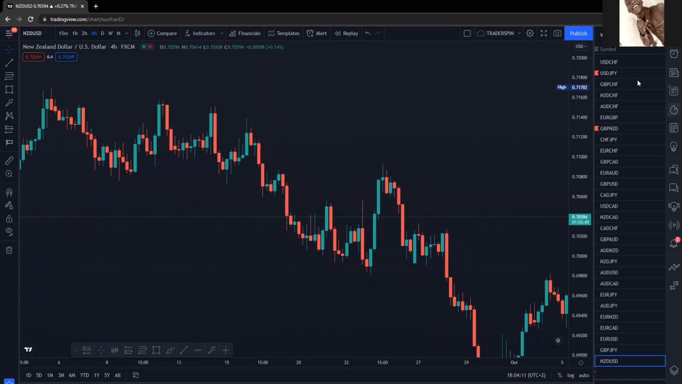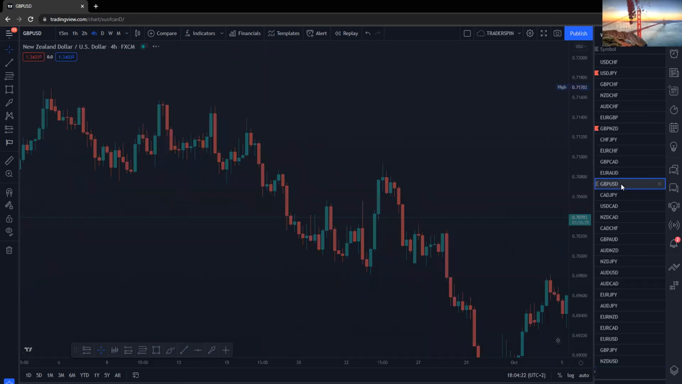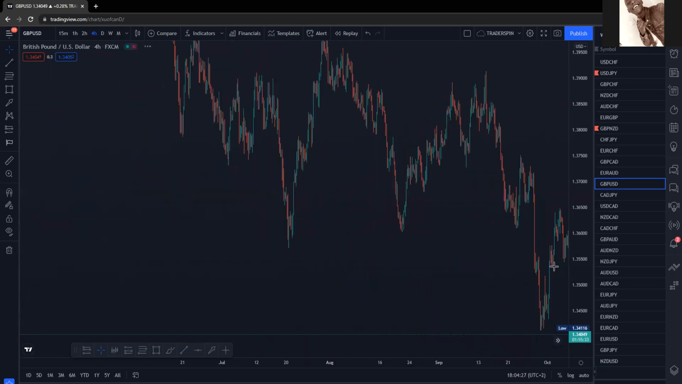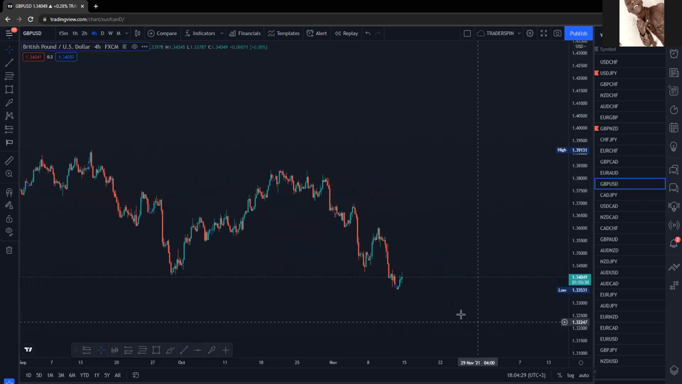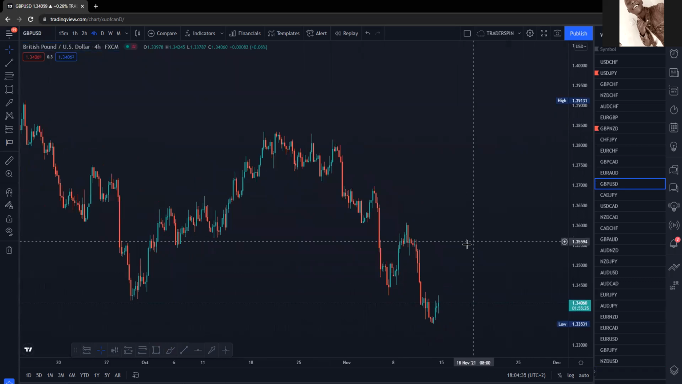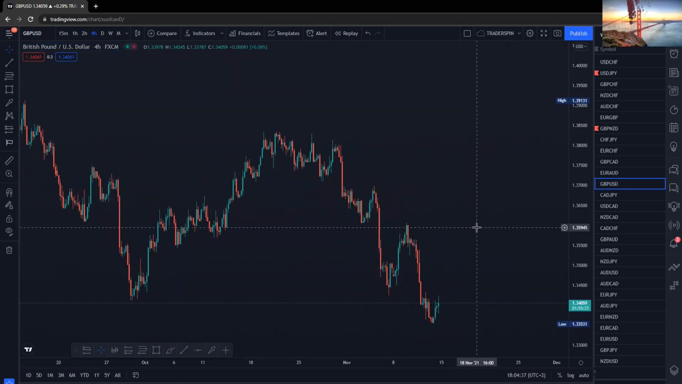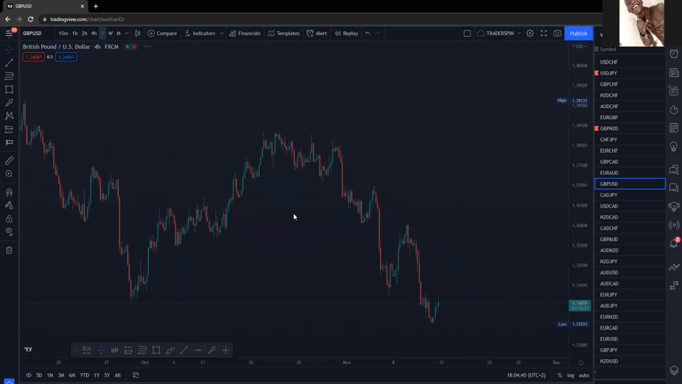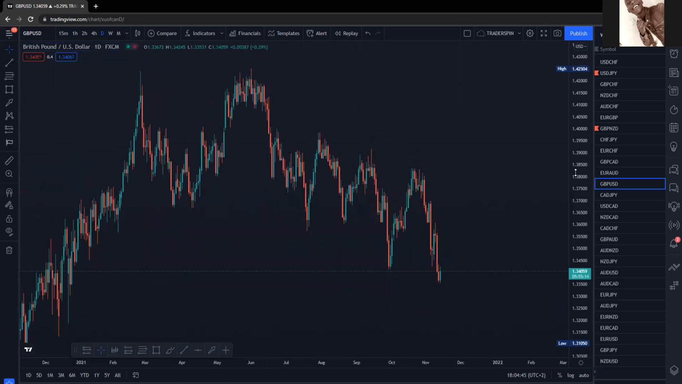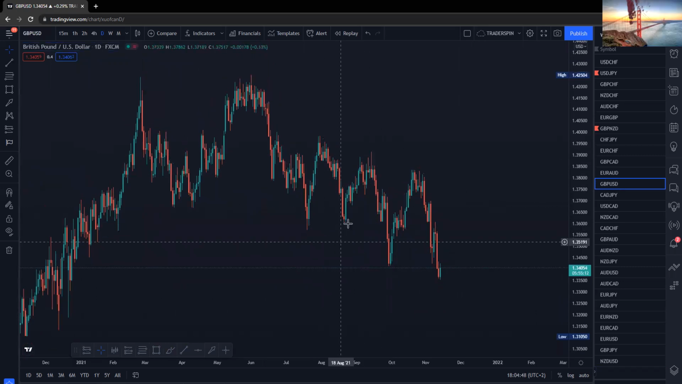You can go on GU. Let me try and look for that pair. Yeah, there. Is it on the daily time frame? That's the 4 hour time frame. Yeah, there. You see, after that price high, yeah.